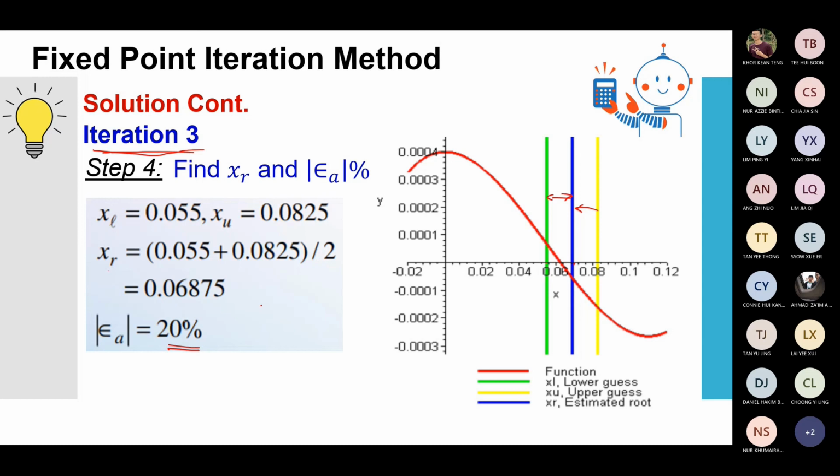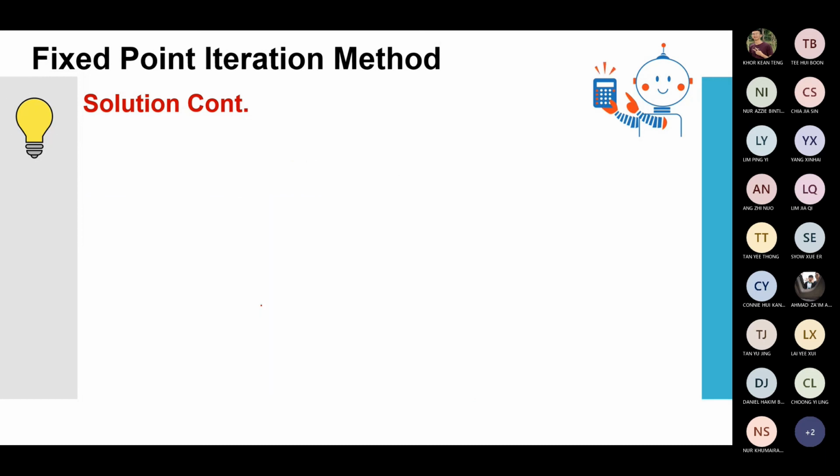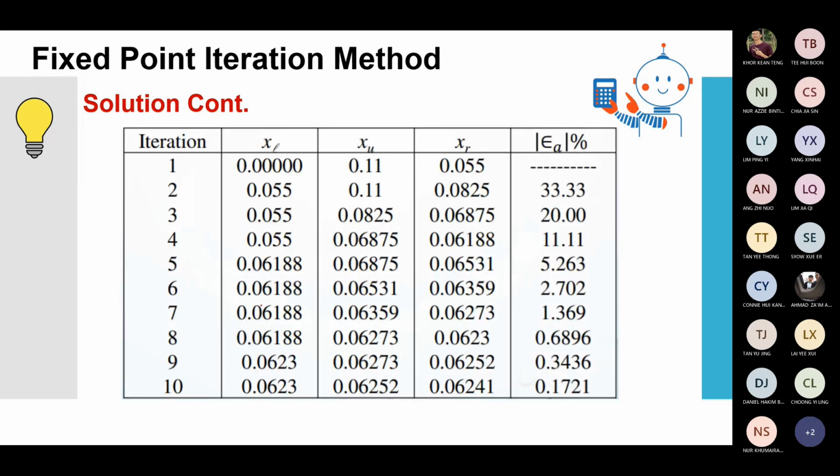Now say I continue the iterative process. We just stopped at iteration number 3, where the relative approximation error is 20%, and previously we got 33.33. If we continue with iteration 4, 5, 6, you can see that gradually the percentage of your approximation error is reduced.